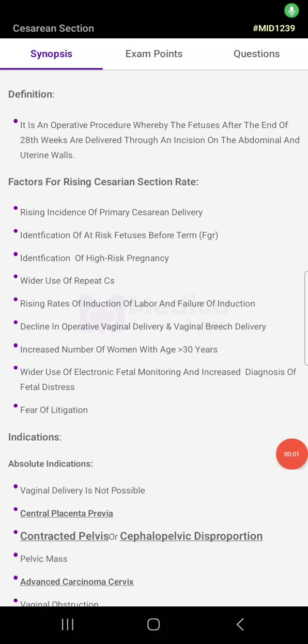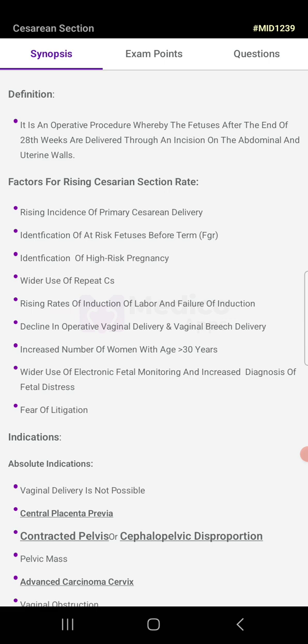It is an operative procedure whereby the fetuses after the end of the 28th week are delivered through an incision on the abdominal and the uterine walls. Factors for raising the Cesarean section rate. Raising the incidence of the primary Cesarean delivery.